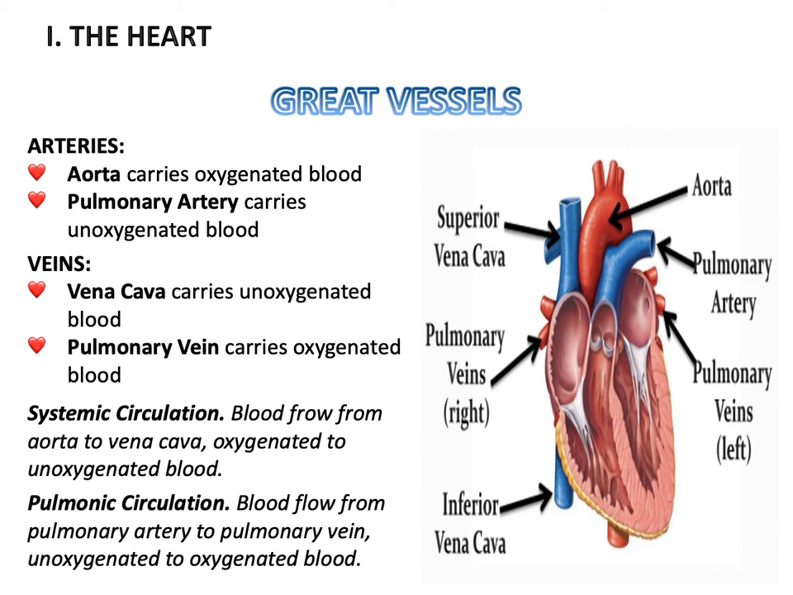What we need to remember is the basic difference between arteries and veins. Pag sinabing arteries, ang movement ng dugo away from the heart. Pag sinabi namang vein, ang movement ng dugo towards the heart. So, what now are the two arteries? So, again, ang aorta at pulmonary artery, ang movement ng dugo nito away from the heart.